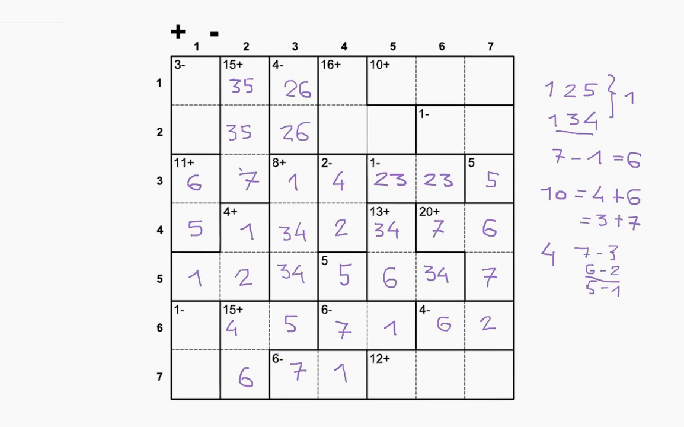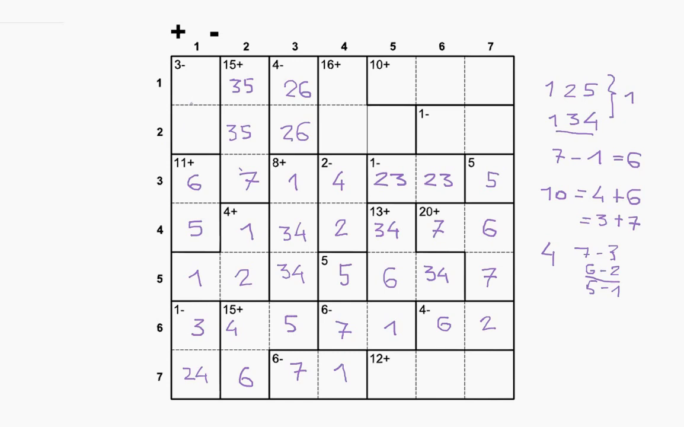Now there is remaining number in the row number 6 and this is number 3, and here can be number 4 or number 2 because 3 minus 2 is 1 and 4 minus 3 is also 1. 2 and 4. Now what about these two cells?